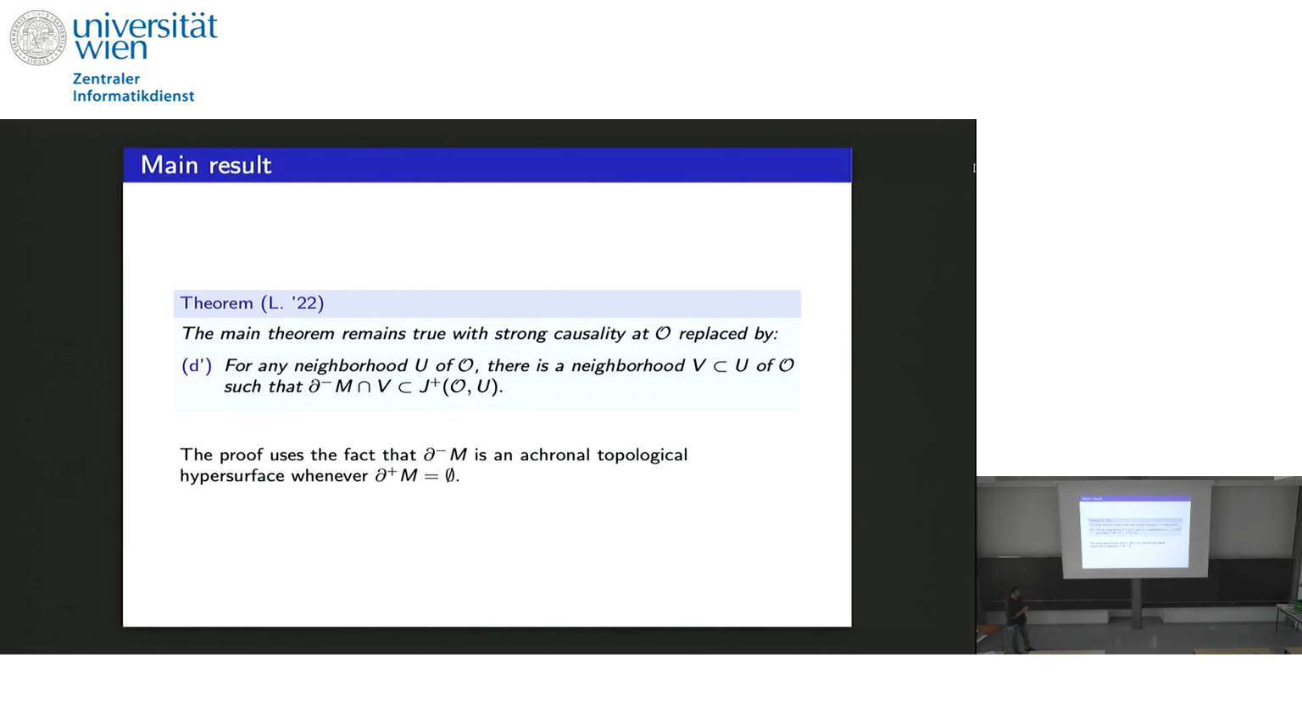The proof of this uses the fact that the past boundary is an achronal topological hypersurface whenever the future boundary is empty, and the future boundary is empty because we're assuming that the spacetime was equal to the time-like future of the extended thing. So you can show that the future boundary is empty there. And I think it's interesting that this assumption sort of sounds like strong causality in a way: for every neighborhood U, there's another neighborhood V such that V does something else in that other neighborhood.